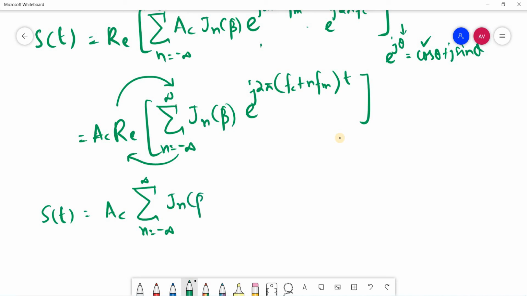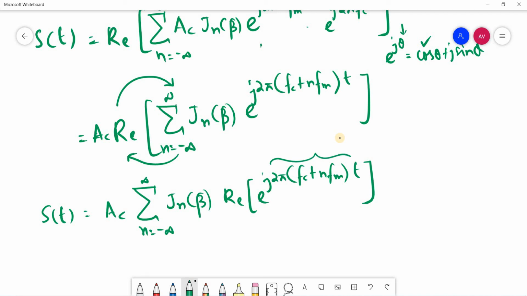Jn of beta times real part of e power j 2 pi (fc plus n fm) times t, right? So now the real part of this will be nothing but the cosine of this entire thing. If you consider 2 pi times (fc plus n fm) times t as theta, then the real part of e power j theta will be cos theta, so we can straight away write that.